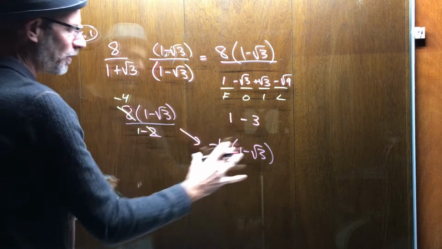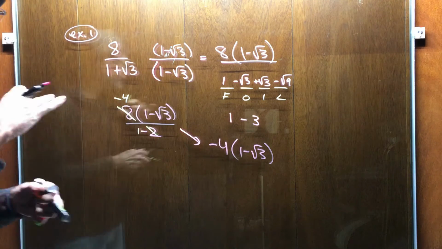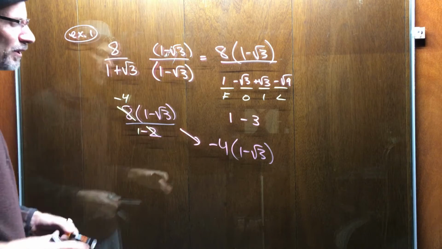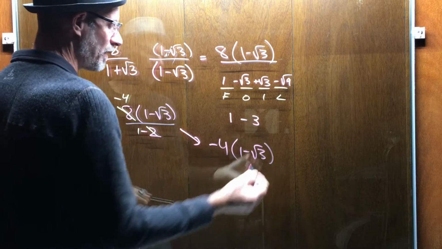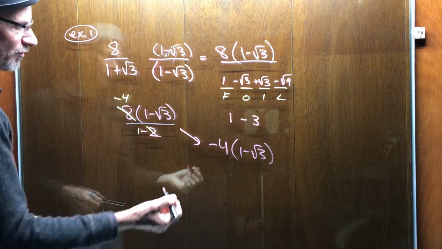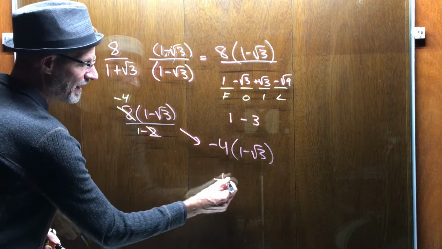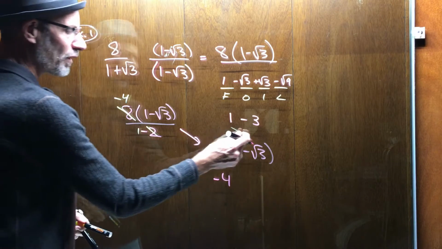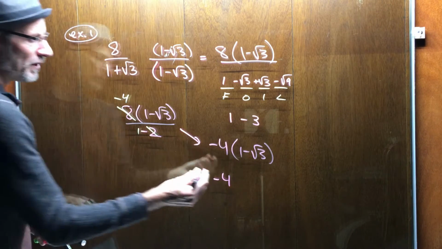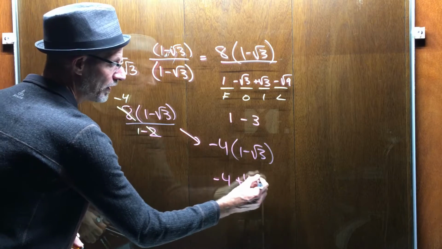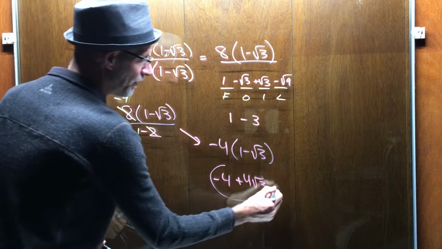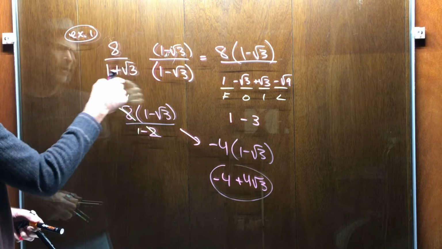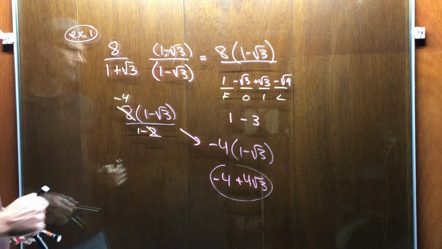Now that I have this part finished, in order to finish the problem and put it in its simplest form, I'm going to eliminate the parentheses by doing the distributive property. So my final answer will be negative 4 times 1 is negative 4, and negative 4 times negative root 3 is positive 4 root 3. And that expression is the simplified version of our original fraction.